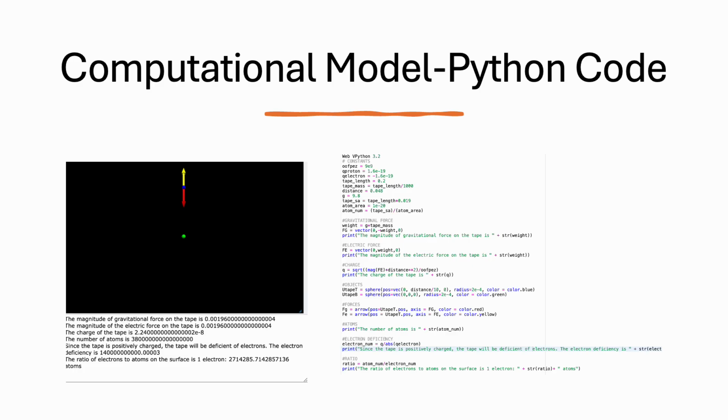Here are some screenshots from the Python code for the lab setup, and on the left you can see the two pieces of tape modeled as point charges. The one on the top is the blue dot, one on the bottom is the green dot, and you can see the electric force is represented as the yellow arrow pointing upwards and the gravitational force as the red arrow pointing downwards, and then my code is on the right.